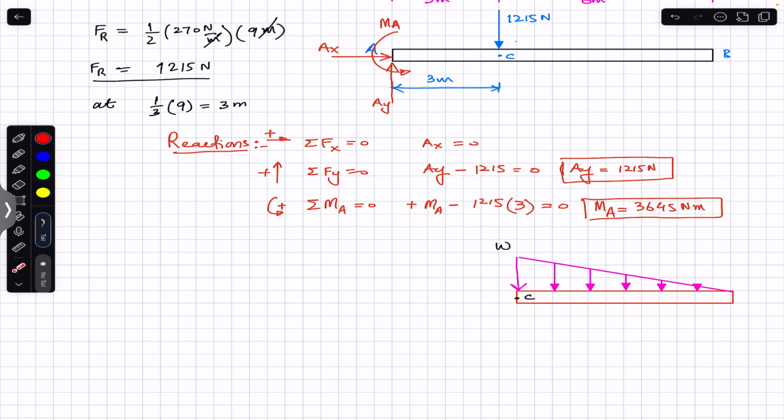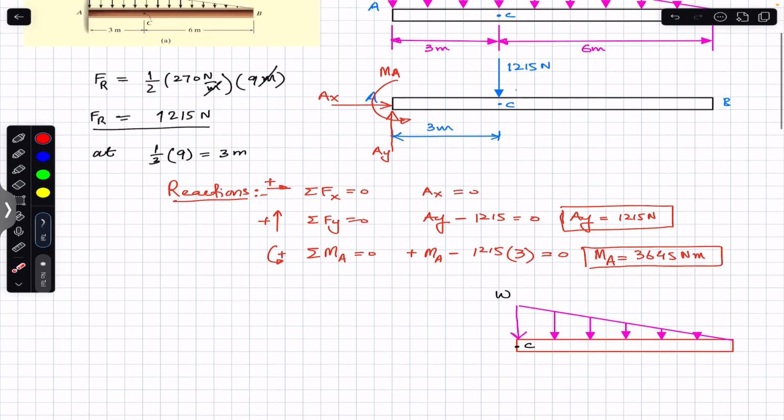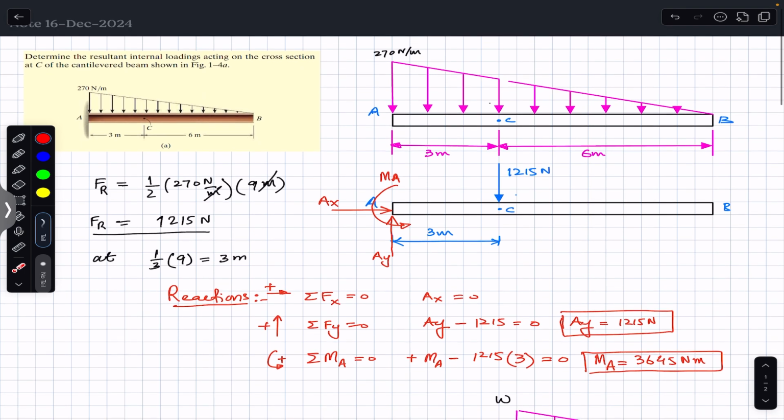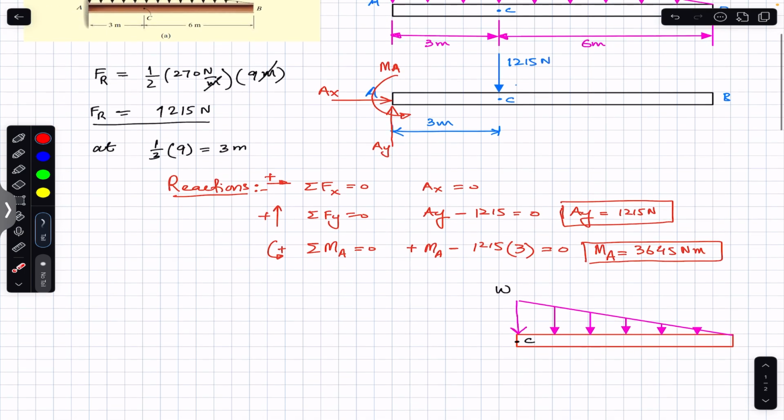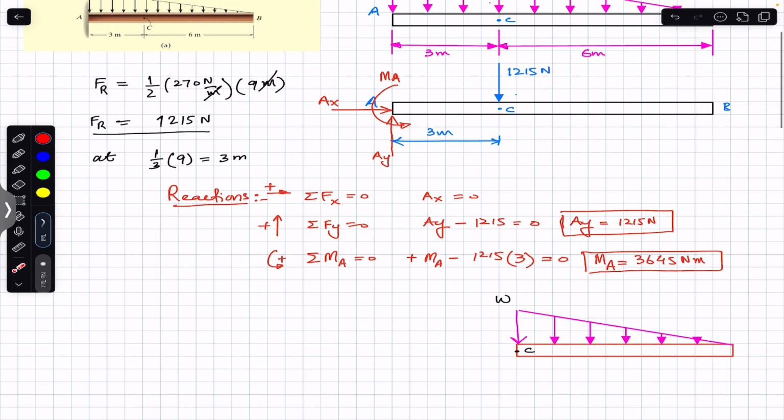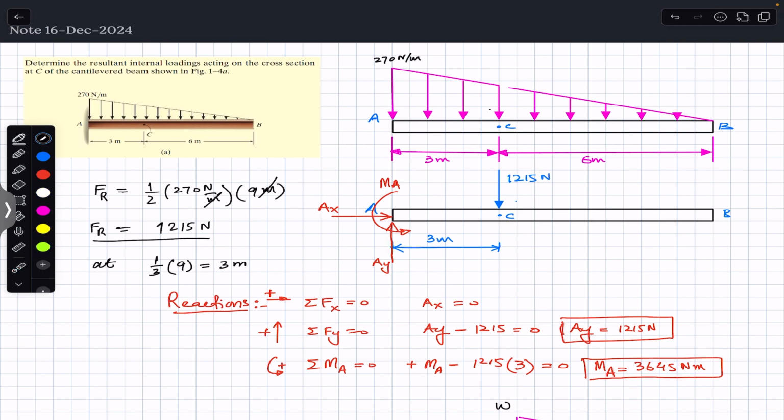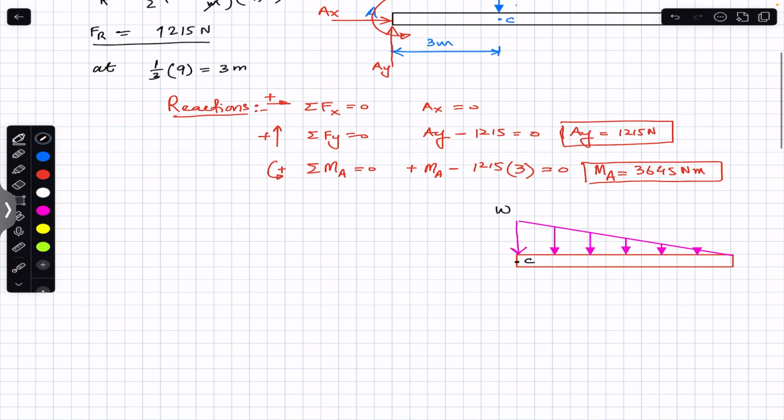So how to find the intensity of this distributed load? We have to consider similar triangles. We have to consider these similar triangles. So we want to find the intensity here. So we must consider these two triangles to find the value of this W intensity at point C. So we have to consider the properties of similar triangles. So we have to consider a right angle triangle like this.